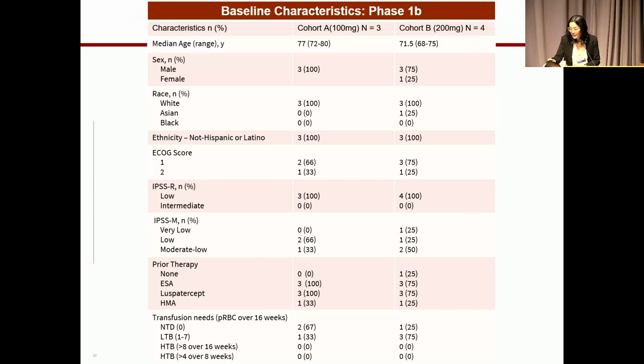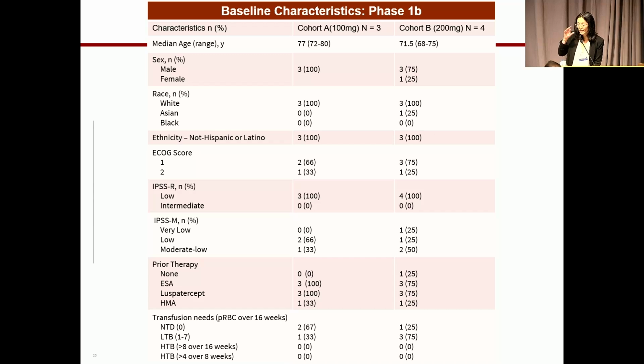The baseline characteristics for these patients are pretty straightforward and very consistent with lower risk MDS patients. You'll see small numbers: there were 3 in the 100 milligram cohort and 4 in the 200 milligram cohort. It's a study that included primarily, unfortunately, predominantly male Caucasian patients with good performance status. If you look at their IPSS-R and IPSS-M score, they both fit into the lower risk category, and I'll show you the genomics in a second.